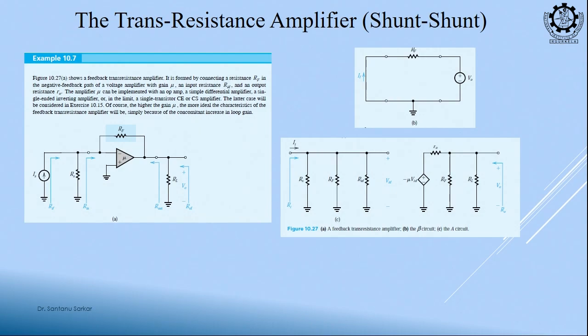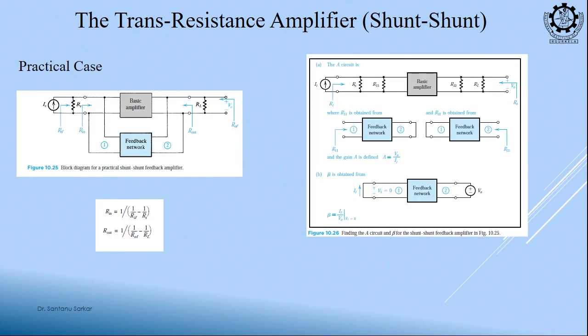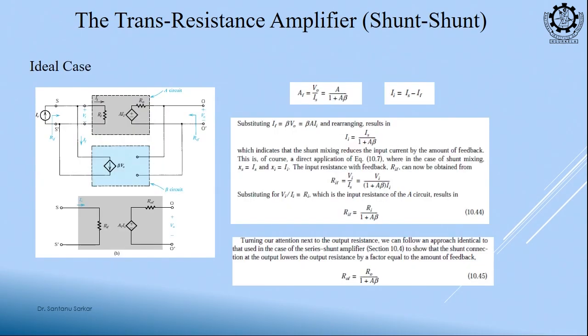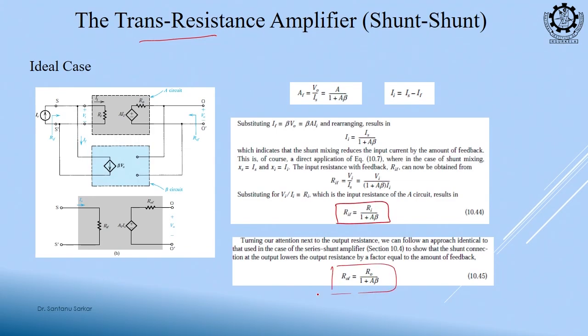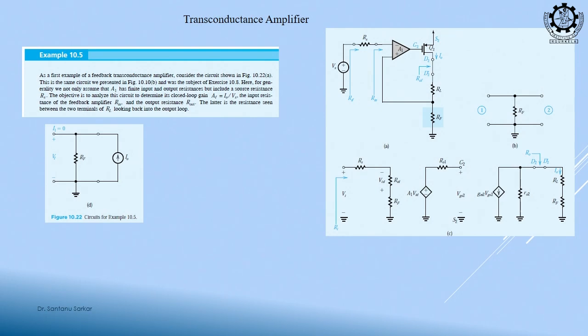These are a few examples. This example we will do in tutorial classes in detail. So, for trans resistance, we can calculate the input and output impedance and can show that they are both decreased. This is one example that we will do in tutorial class. Let me quickly explain this.